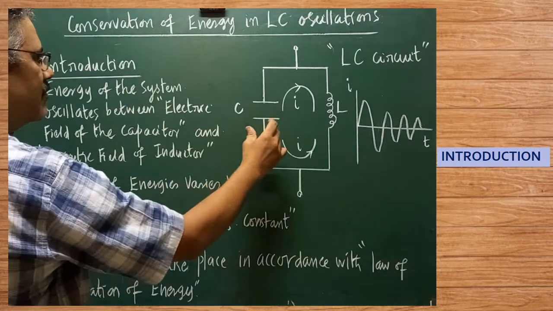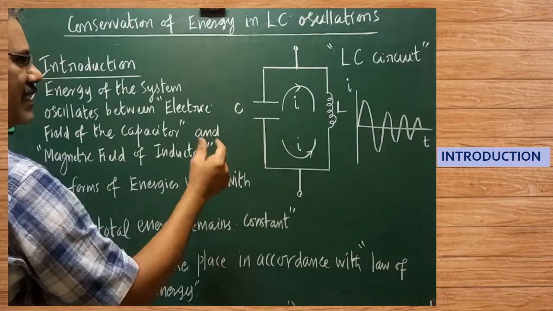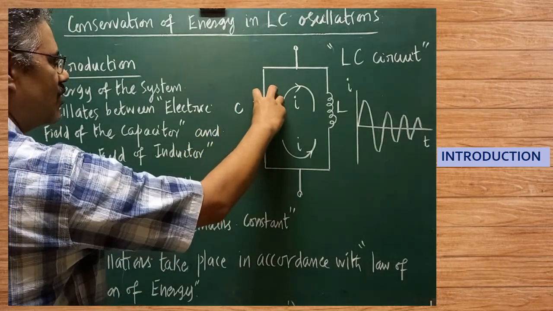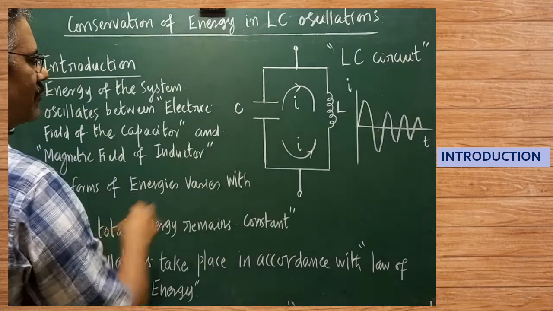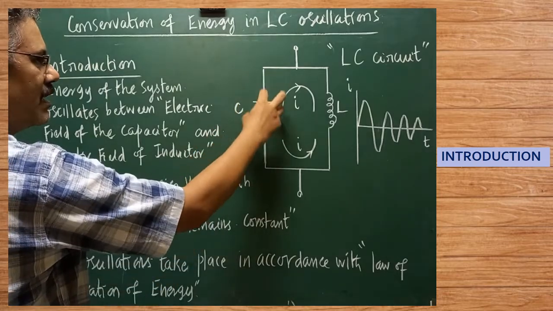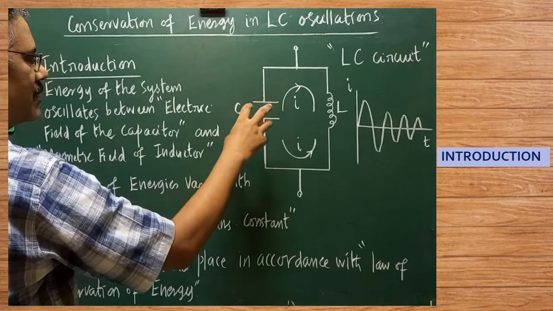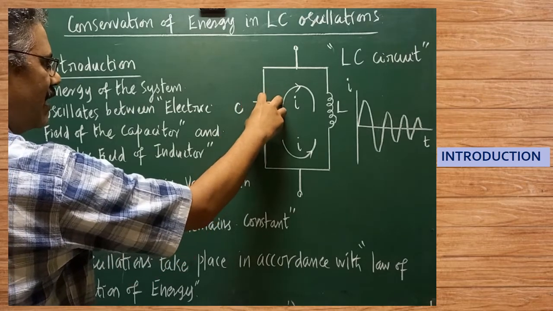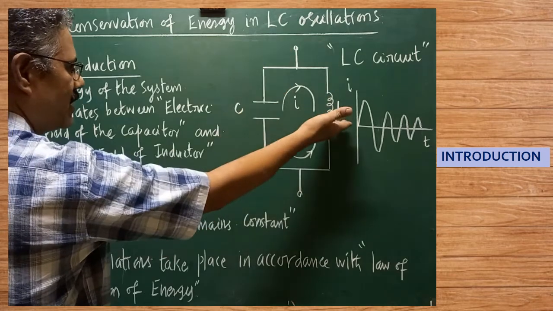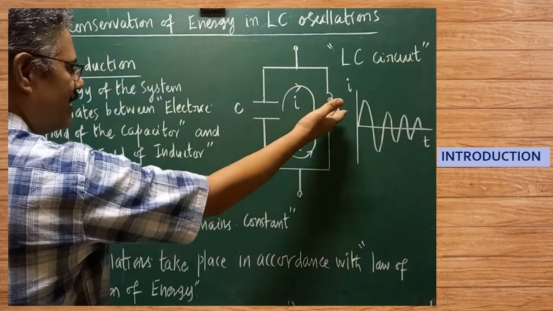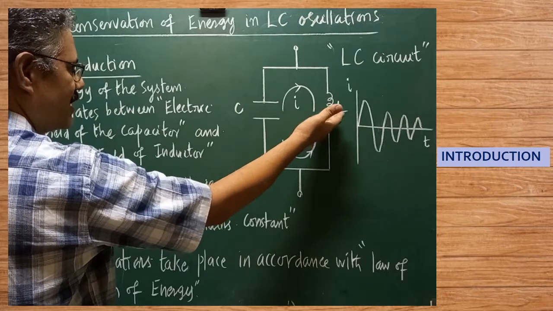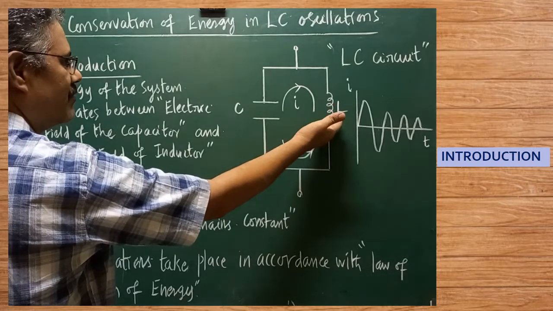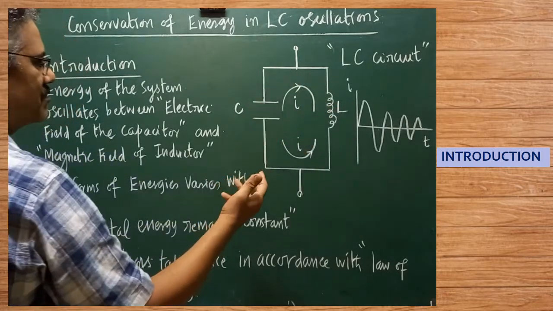When the capacitor is fully charged with the help of a DC power supply, electrostatic potential energy will be stored in the capacitor. What kind of energy will be stored? Electrostatic potential energy. The electrostatic potential energy stored in the capacitor will later be transferred to the inductor. After gaining the energy, the same energy transferred from the capacitor will be stored in the form of electromagnetic potential energy.